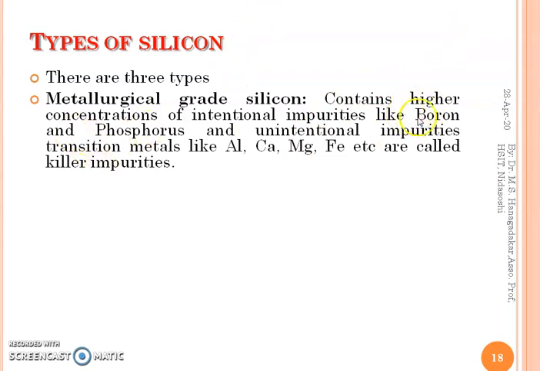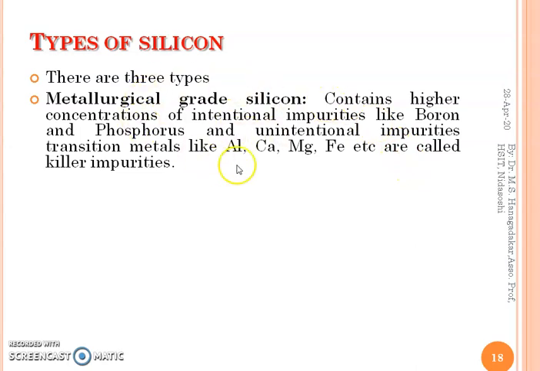As you know, boron is added to get the P type semiconductor and phosphorus is added to get the N type semiconductor. These are added intentionally to enhance the conductivity of the silicon semiconductor. It also has unintentional impurities, which are not added by anybody but are present, like aluminum, calcium, magnesium, iron, etc. These are called unintentional impurities.